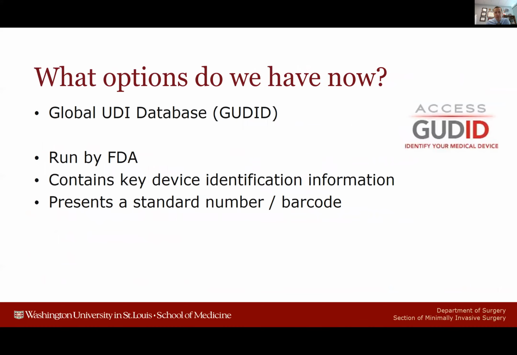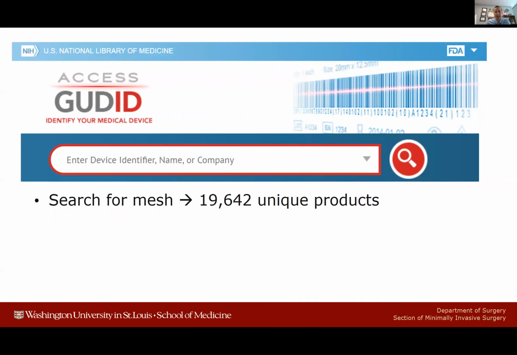Well, there's been some work done by the Food and Drug Administration to develop what's called the GUDID, or the Global Unique Device Identification Database. And this actually is a good step in the right direction. It does contain some key device identification information and presents this with a standard number and barcode. And this is actually on most products that we use nowadays.